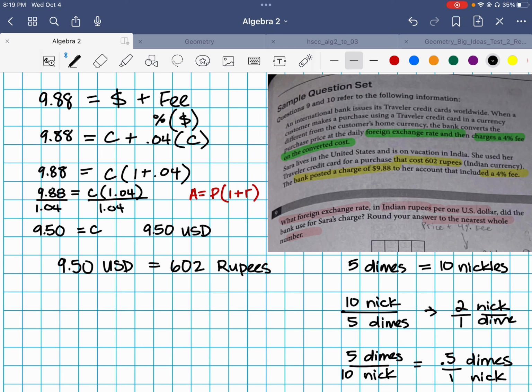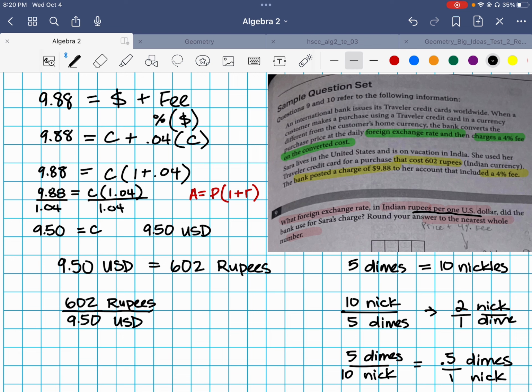Now, what I saw in the textbook or what I saw in the solutions, they don't really do it this way, but this totally works. You just write the conversion. So we want to go from rupees per US dollars. That means we want the US dollars in the denominator. So we're just going to write 602 rupees for every $9.50. And that's in US dollars. But we want to convert it so that the denominator is 1. The easiest way to do this is just to divide.